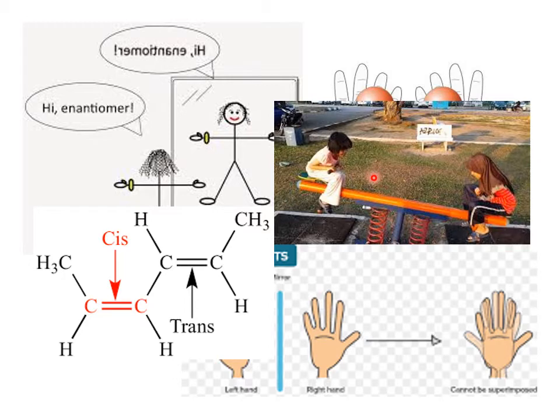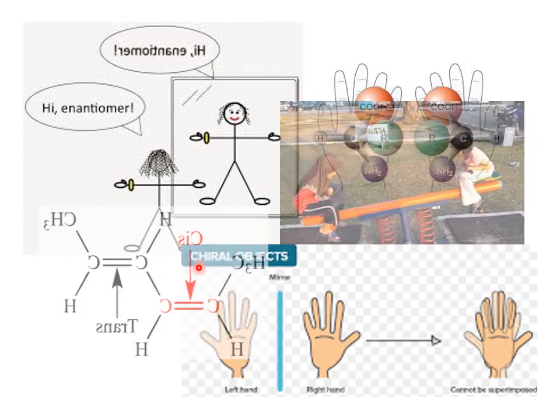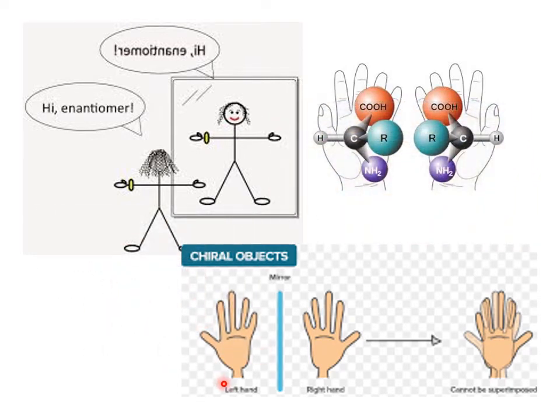Two girls are playing seesaw. Is it like the chemistry structure, cis structure, trans structure? Then this is our left hand and then right hand. There is a mirror, so it is like a mirror image, but it cannot be superimposable.